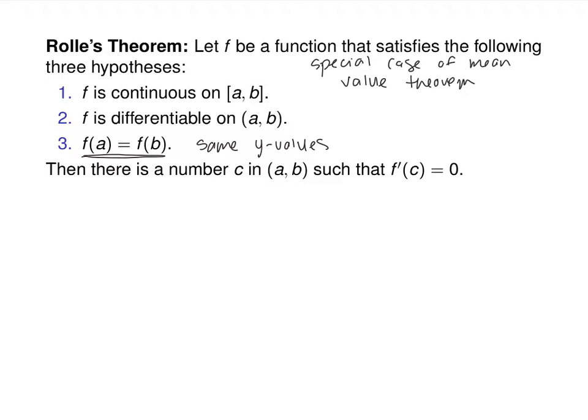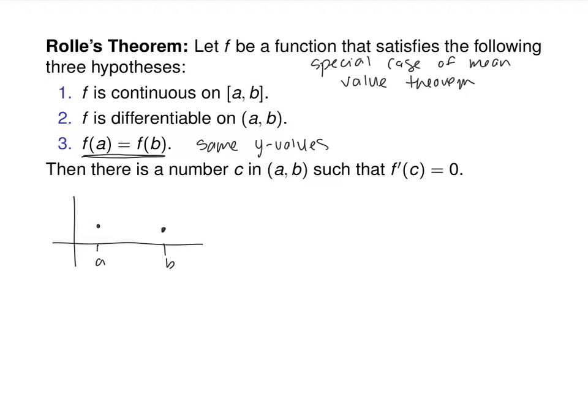And continuous means you have no breaks. Differentiable means you can't have any corners, right? Then there is a number c in between a and b where the derivative is 0. Okay, so you have some a, you have some b. Here's a picture of why it works. The y values there are equal. Okay, pretend that I can draw those at equal heights.